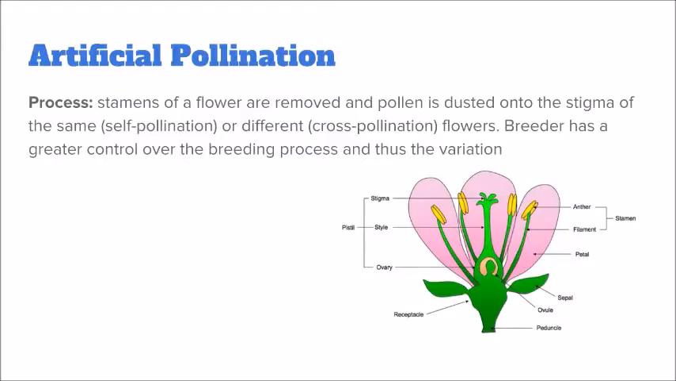So artificial pollination is the process by which the stamens of a flower are removed and pollen is dusted onto the stigma. Now, when this pollen is dusted, it can be onto the same plant, which is self-pollination, or a different plant, which is cross-pollination. And this pollination was actually used by Mendel in his study of genetics. This allows the breeder to have greater control over the process and therefore the variation or the lack of variation which they want to see.